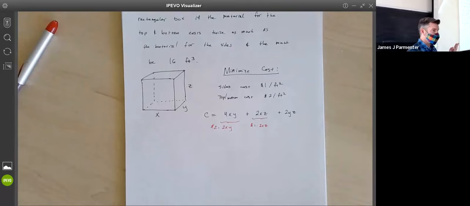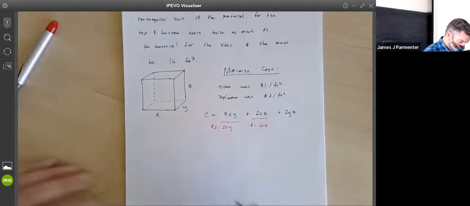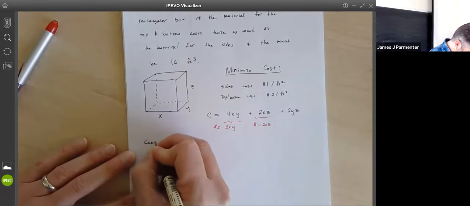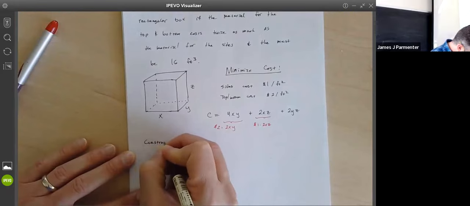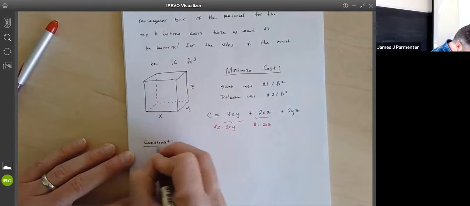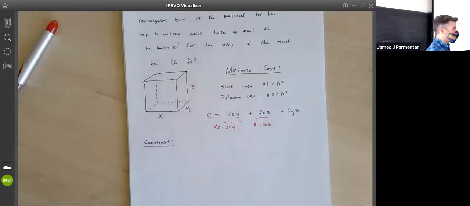We just spent a lot of time maximizing and minimizing functions of 2 variables. So just like back in 21A, your function has too many variables in it, and you have to use your constraint to eliminate one of those variables. So we are constrained. Right? There is some limiting piece of information. In this particular problem, it's that the box needs to hold 16 cubic feet of volume.